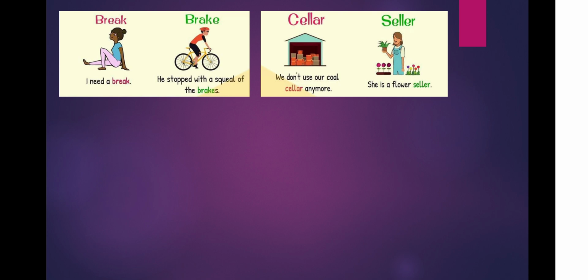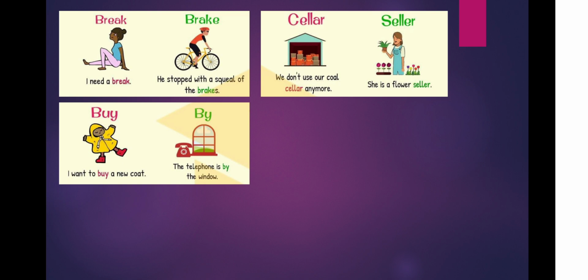So next, cellar and seller. Cellar, often used for storing, right? And seller, a person who sells something. For example, cellar first: we don't use our old cellar anymore. Okay, the next, seller: she is a flower seller, she sells flowers, that's why it's her name, she is a flower seller.